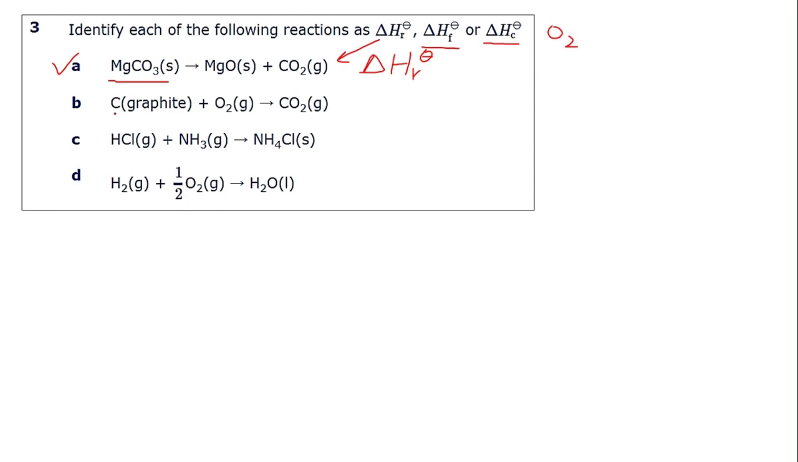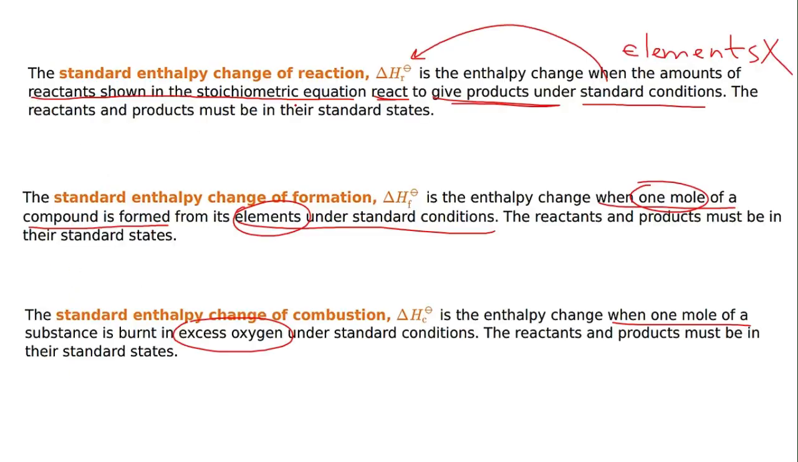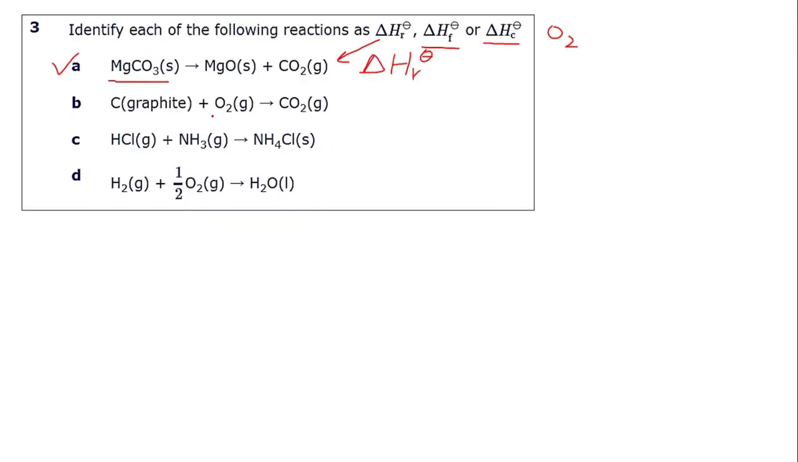So it is an element. Oxygen is also one element, not a mixture or compound of anything. So we have two elements producing one product. If we go back to the definitions, for the formation it says elements, and it should produce one mole of the product at the end. So yes, we have elements and it is producing one mole of product.